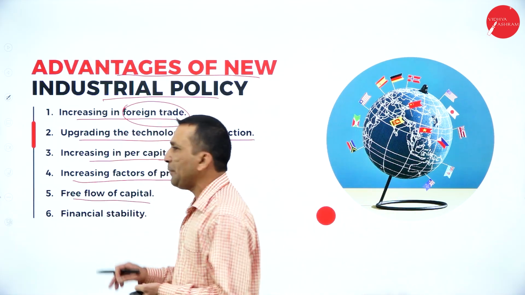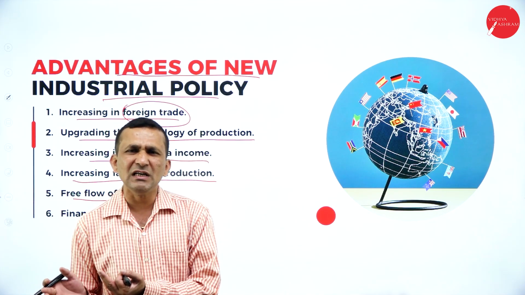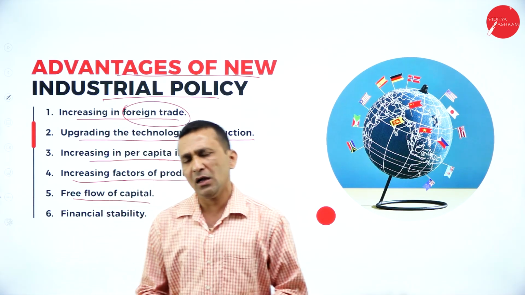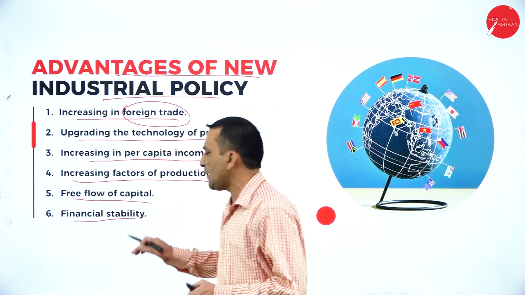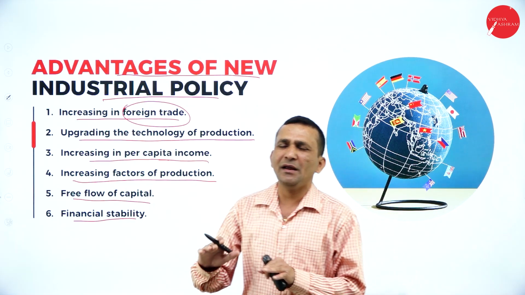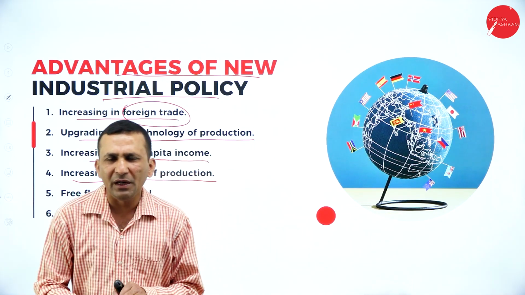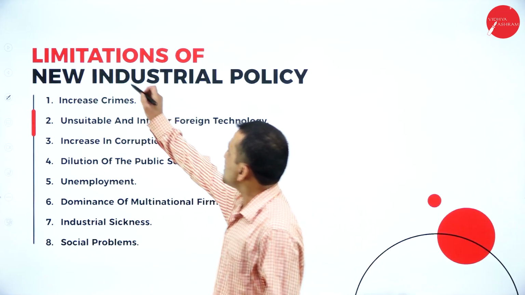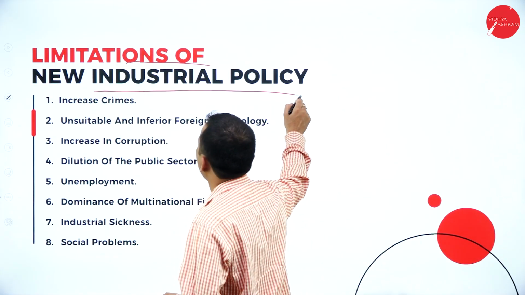And the free flow of capital, so we are not keeping it for disposal but trying to utilize it, and the flow of capital will always be easy. And financial stability, we are trying to contribute to the economy, and we are trying to increase our price level. And next, limitations of the new industrial policy.